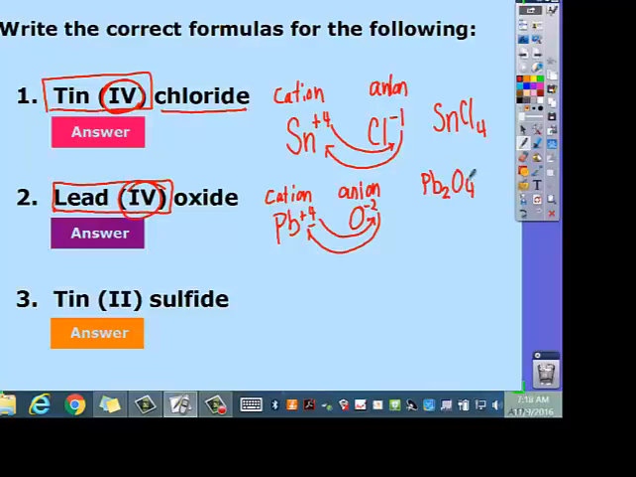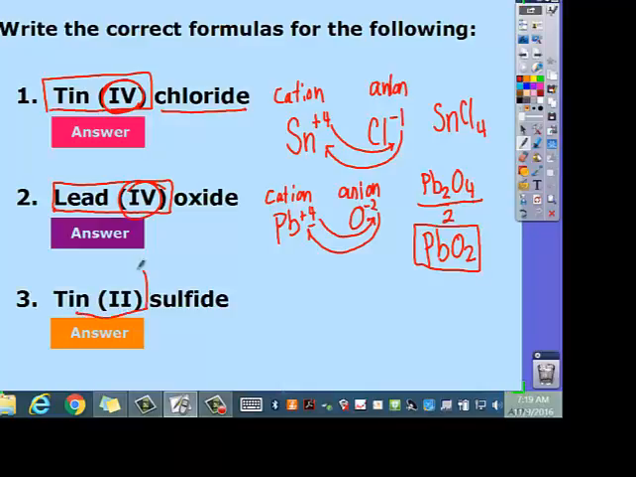Now remember what I said. If you can simplify it, you need to simplify it. So I have a 2 and a 4. I can divide both of those numbers by 2 because I can simplify it. And my formula is going to be PbO2. And that's the formula. If you can simplify the answer, simplify it, please.